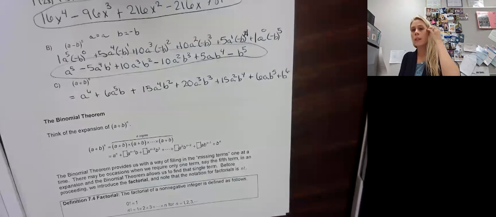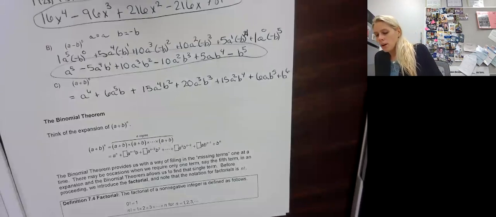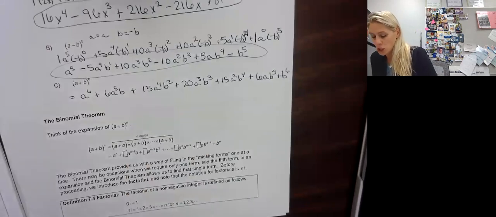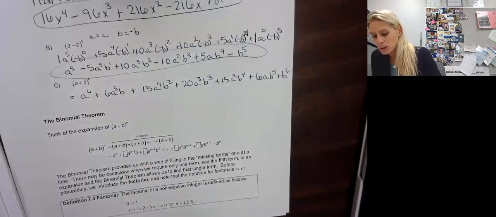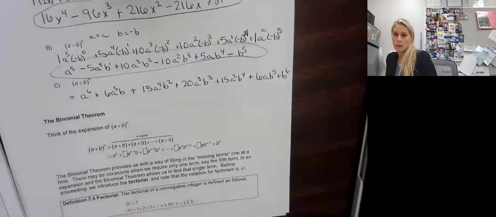Now let's talk about the binomial theorem because there are other ways to expand things with, I guess, less work. The binomial theorem provides us a way in filling the missing terms, okay, one at a time. There may be occasions that we require only one term, say the 5th term, in an expansion. And the binomial theorem allows us to find that single term. Before proceeding, let's introduce what factorial is and how it's noted.